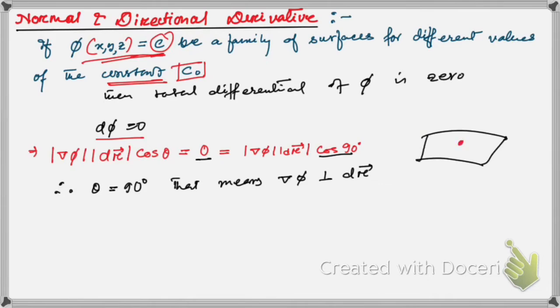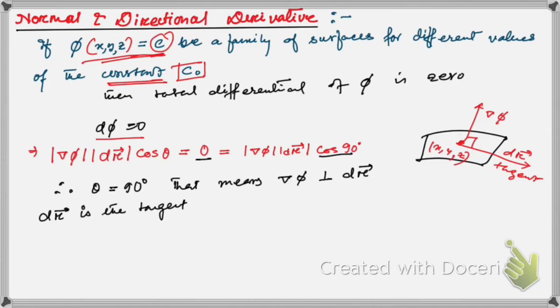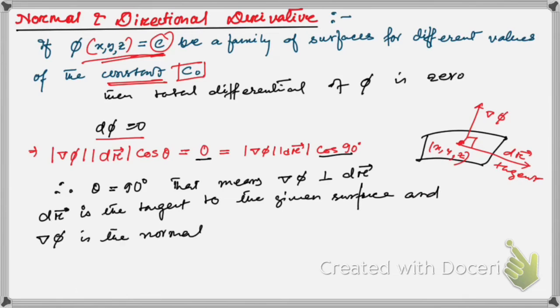Suppose you have a surface here, and this point is x, y, z. Here dr, the total derivative of position vector r, will represent the tangent, right? And as grad phi is perpendicular to the vector dr, it's going to be perpendicular to the surface, that's normal to the surface, you can say. Grad phi represents the normal to the surface. So we can write that the total derivative of r is tangent to the given surface, and grad phi is the normal vector to the surface represented by this equation.